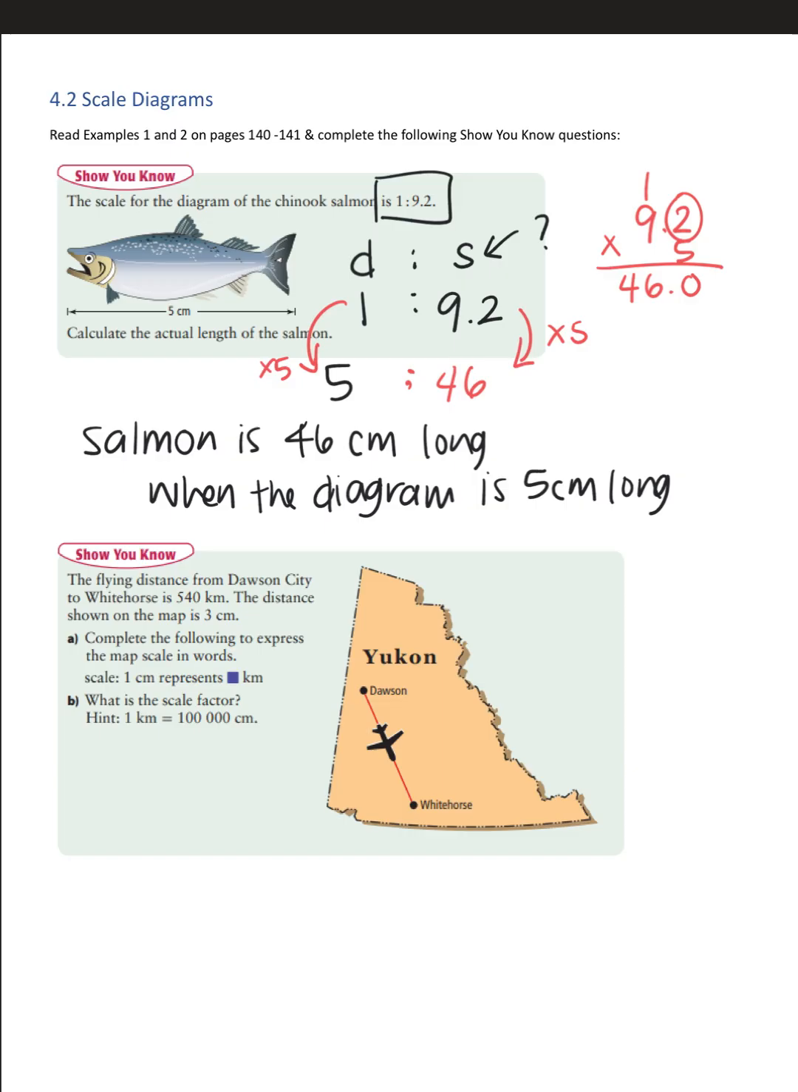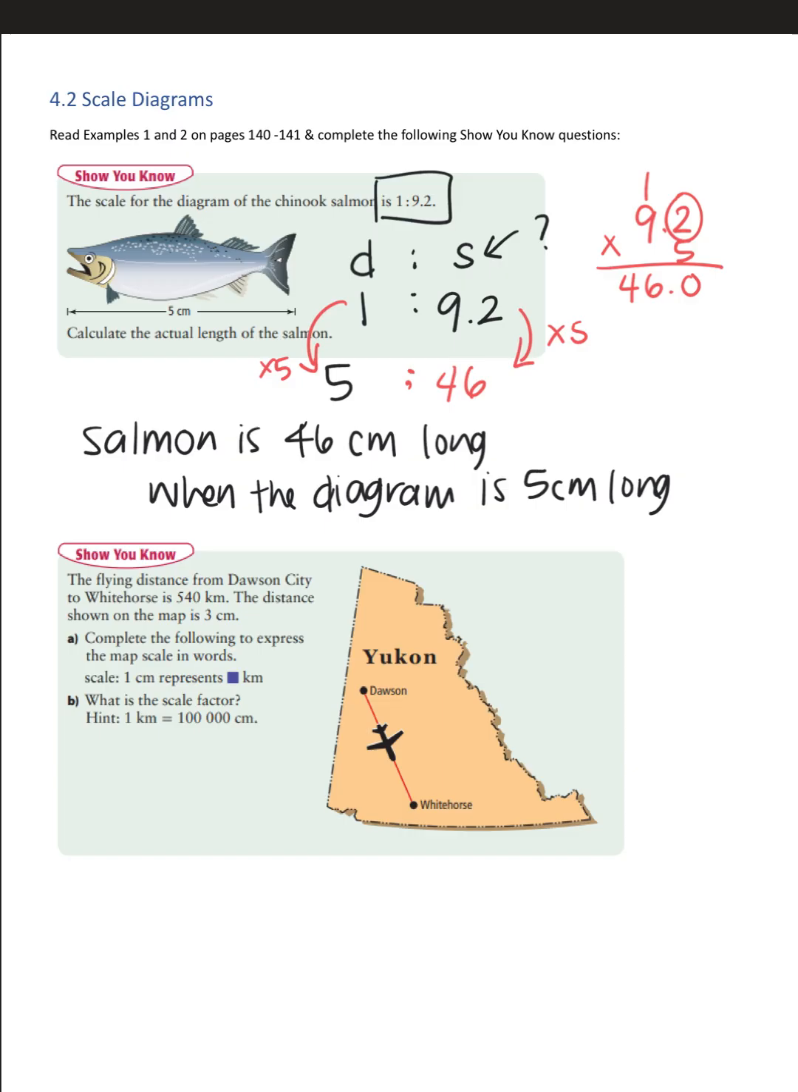From here, we're going to take a look at question 2. So down below, we can see the flying distance from Dawson City to Whitehorse is 540 kilometers. The distance shown on the map is 3 centimeters. A asks us to complete the following to express the map scale in words. It's asking us to identify that 1 centimeter represents how many kilometers.